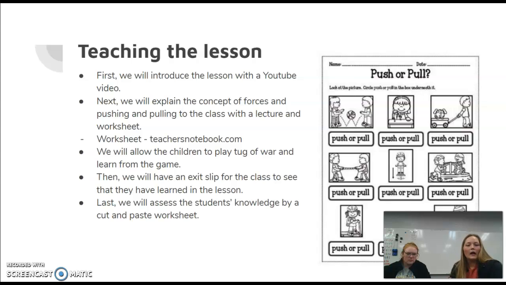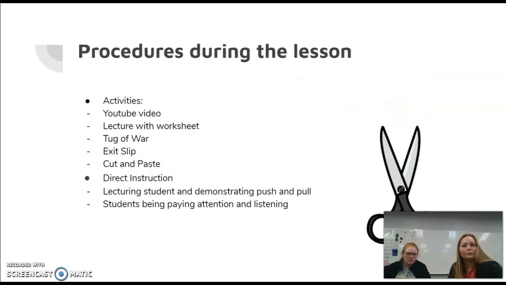Next, we would give an exit slip after tug of war to see what they have learned. And then lastly, we would assess the students and see what they've learned by a cut and paste on their own. Our procedures during our lesson, the activities, were the video, the lecture with the worksheet, tug of war, an exit slip, and a cut and paste. And for direct instruction, we would be demonstrating and lecturing our students, and children would have to be paying attention and listening. And we could do one-on-one work for students who need the help and weren't completely understanding the concept.